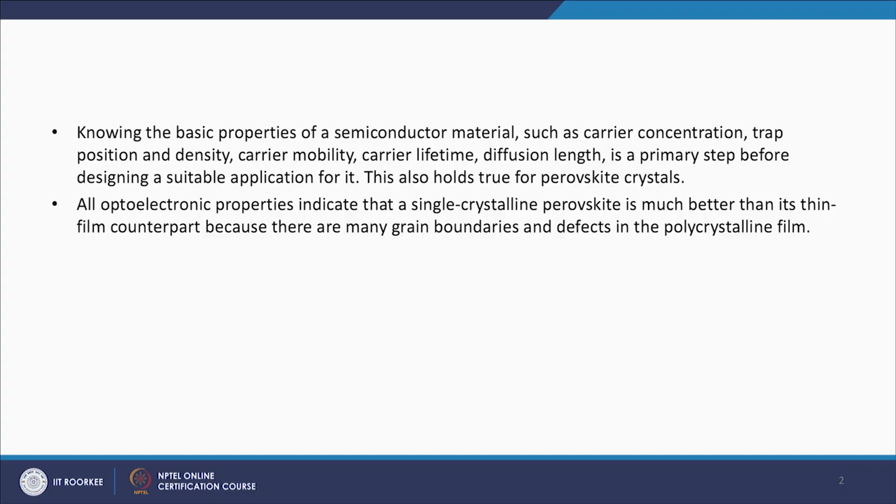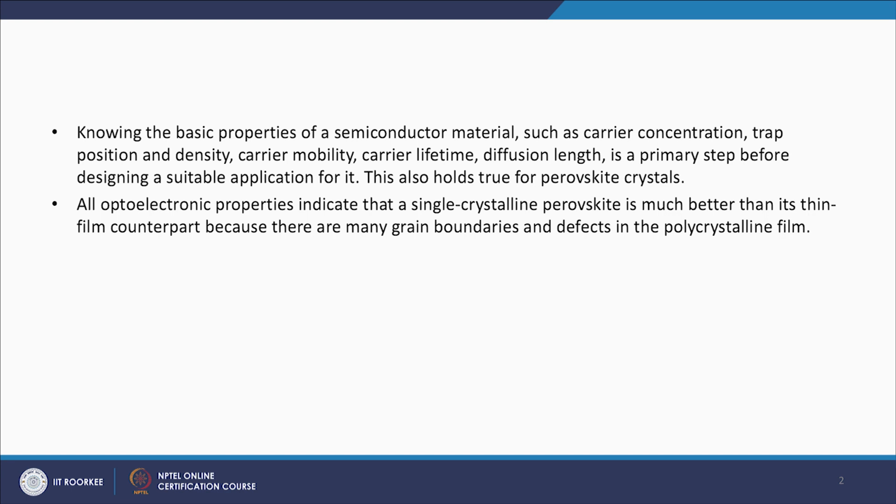Let us take a look at what the advantages and possible applications of a perovskite single crystal are. Knowing the basic properties of a semiconducting material, such as carrier concentration, trap position and density, carrier mobility, carrier lifetime, and diffusion length, is a primary step before designing a suitable application for it. This also holds true for perovskite crystals.